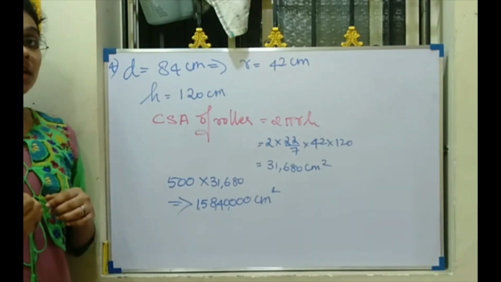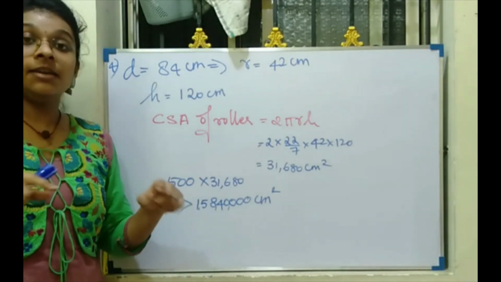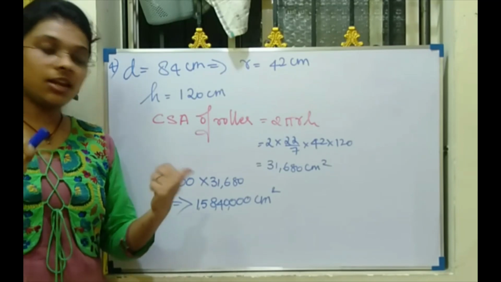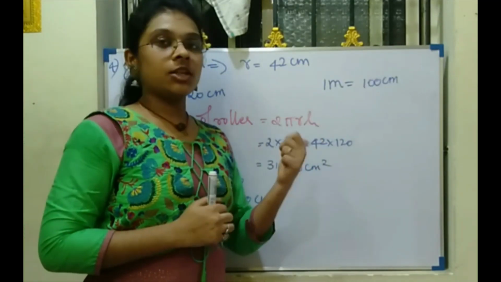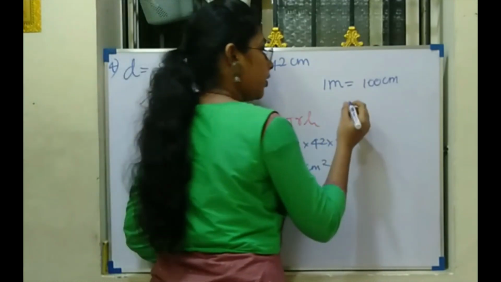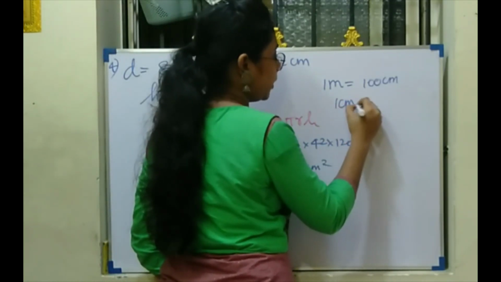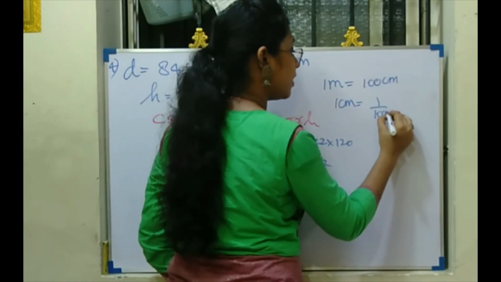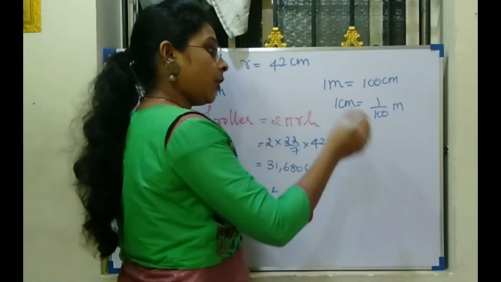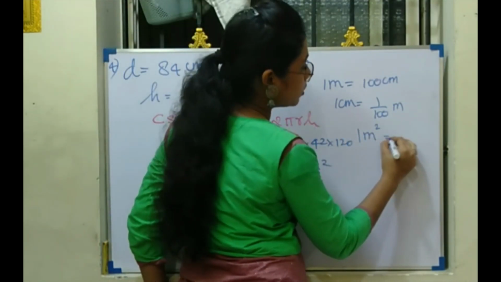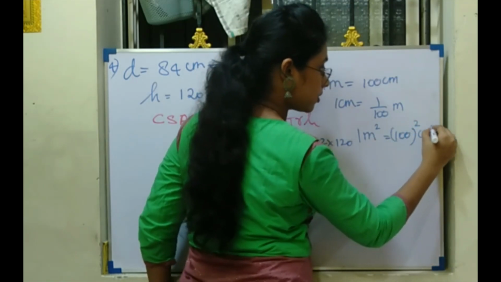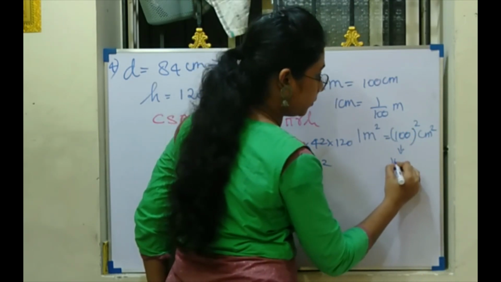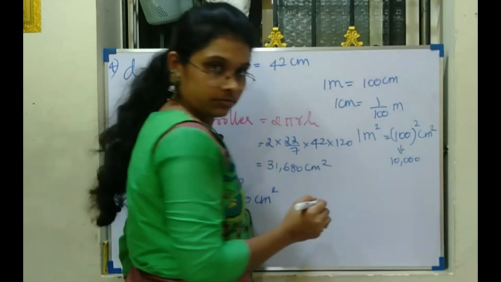Now the question is, we have to find the area in meter square, but we have the area in centimeter square. How to convert this? We all know 1 meter is equal to 100 centimeter. So 1 centimeter will be 1 by 100 meter. For 1 meter square, what will be the centimeter square? That will be 100 square, which we can write as 10,000.